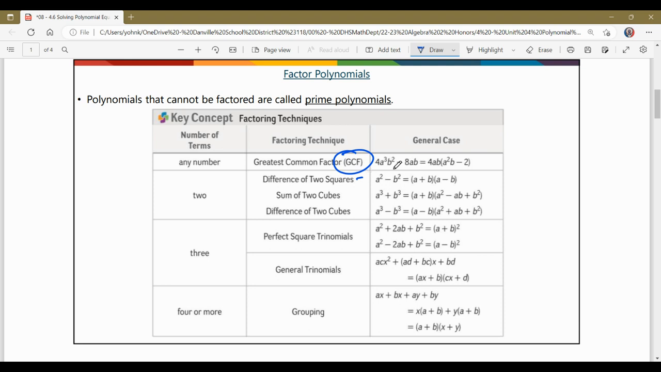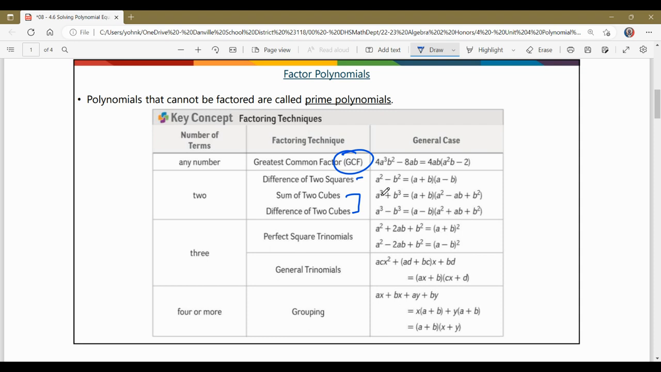That's when you have two quantities. Both of them are perfect squares and they're separated by a minus sign. You can factor it into a plus b, a minus b. Doesn't matter which one comes first. Two new ones we're going to talk about today are the sum and difference of two cubes. They have these really ugly looking formulas over here. However, there's a lot of similarities.